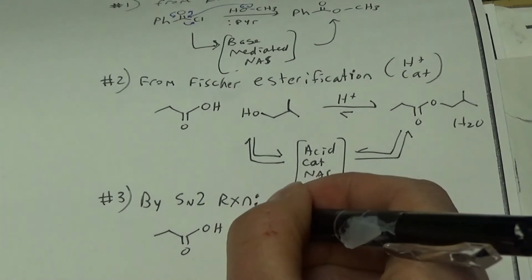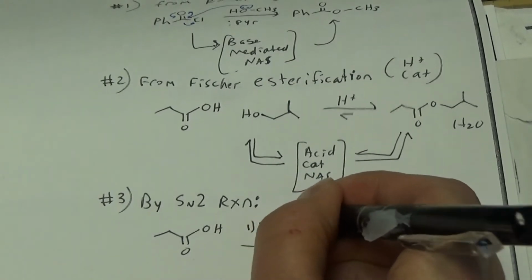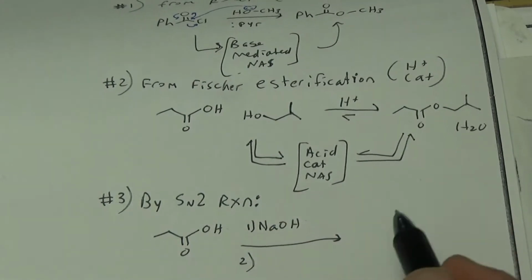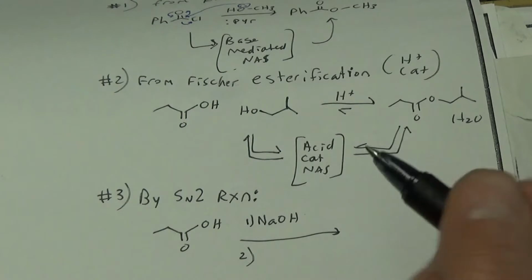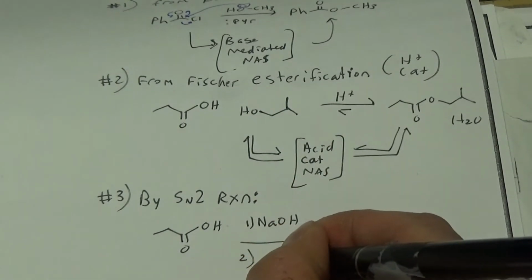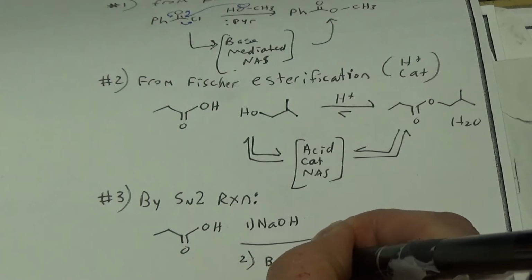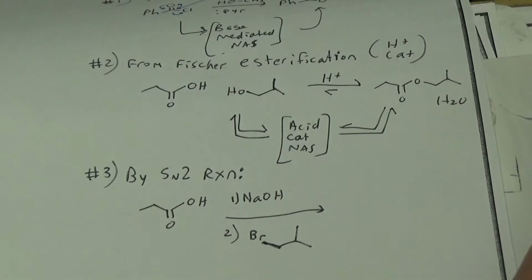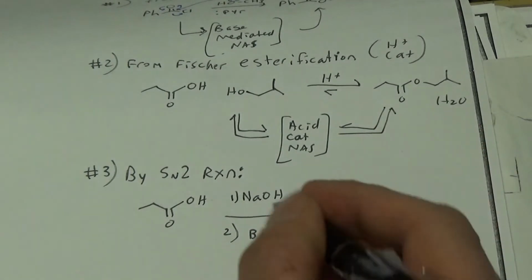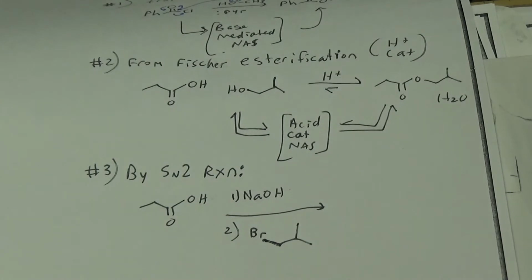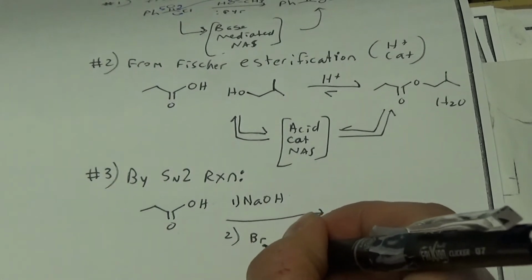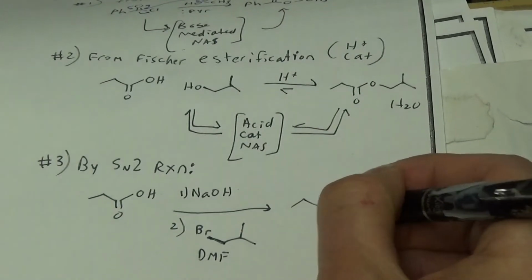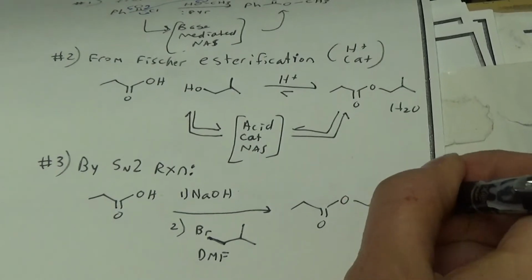So what we're going to do is first we're going to react with NaOH, just a base, take off the proton, make a good nucleophile. So what is a good leaving group that we could use instead of OH? Good answer is bromine. Bromine's a great leaving group. And what's the good solvent for SN2 reactions? Like DMF. Remember DMF, it's a polar aprotic solvent, great for SN2 reactions. Well, that beautifully makes an ester. It's the same ester as we just drew up there.